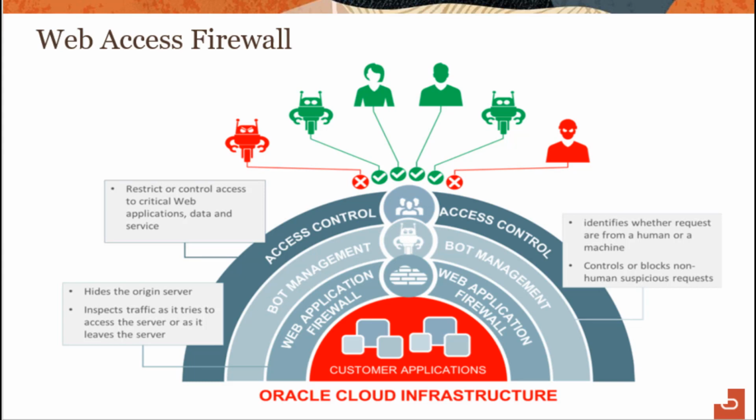So as we can see, there are multiple layers of security controls available in Oracle Cloud Infrastructure, from ACLs to Web Access Firewall, multiple options within access control lists, and then multiple layers of protection that are provided by Web Access Firewall.